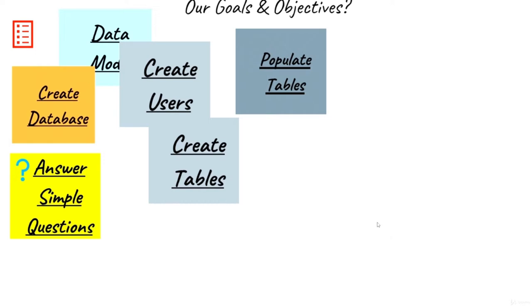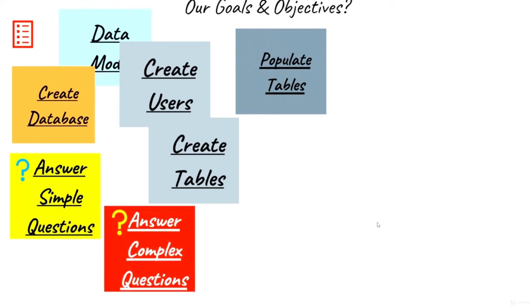Initially, we are going to answer some simple questions such as, what are the different products that we are selling? What is the total sales, let's say, for the year 2019? Things like that. Fairly simple and straightforward questions, which are some of the basic things that almost every data analyst in this world should know. So the next thing, after answering simple questions, we are going to move on to answering complex questions.